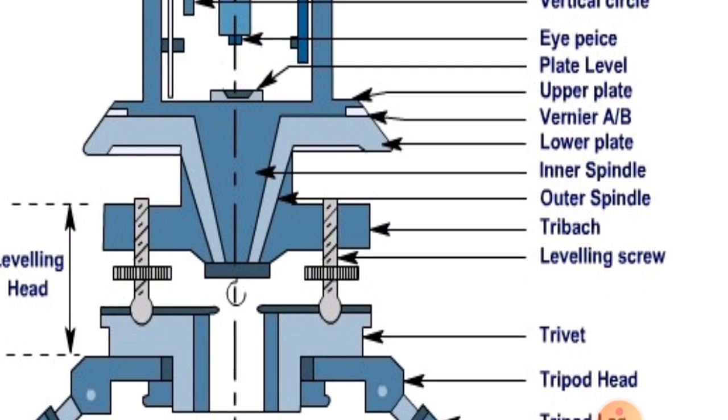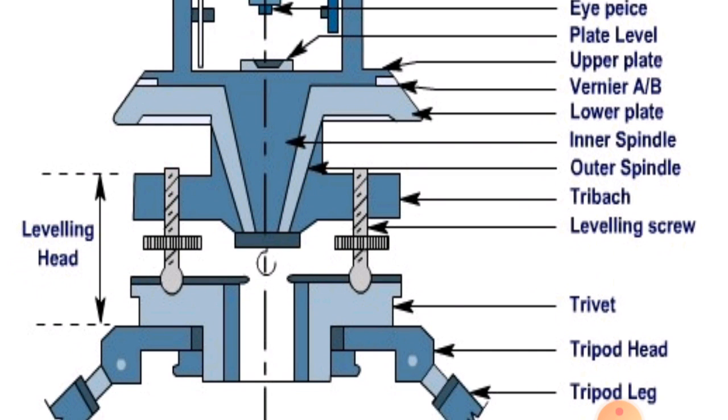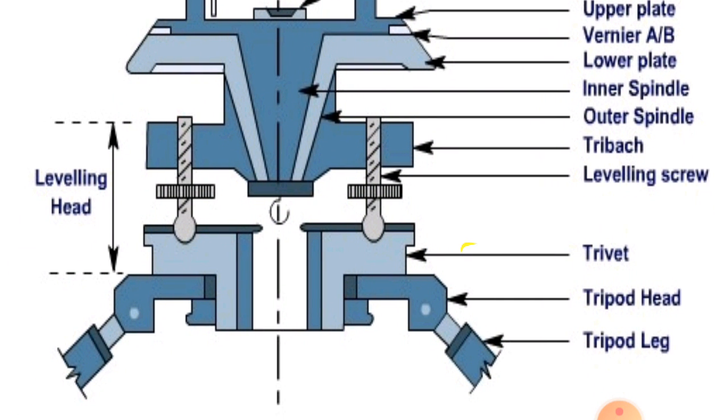inner spindle and outer spindle are required to rotate the instrument in a horizontal direction. And then after, leveling screw. The leveling screw is provided to level the entire theodolite, to check whether it is perfectly leveled or not. If not, then we rotate the screw in clockwise and anti-clockwise direction, and after that we fix the level.